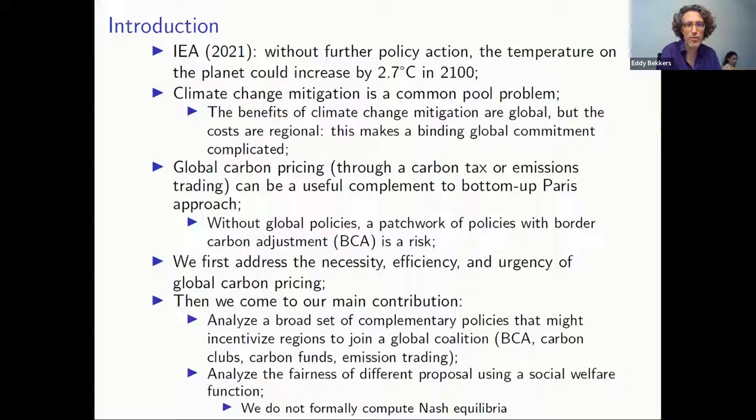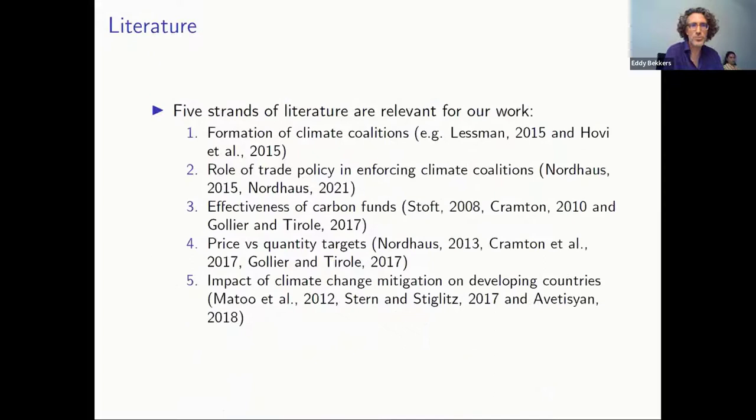And so we look at these incentive effects, but at the same time, we also look at the fairness of the different proposals in terms of impacts on global social welfare. And I should already mention up front, there is a literature that analyzes these kinds of questions more formally, looking at Nash equilibria. I think an important contribution that we are making is that we compare four different ways to try to incentivize regions to come to global carbon pricing. And so we abstract from actually going into the question of what is a Nash equilibrium and whatnot.